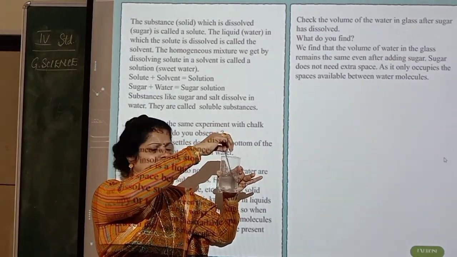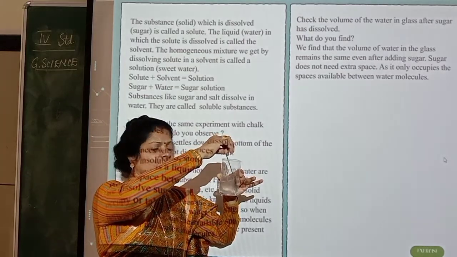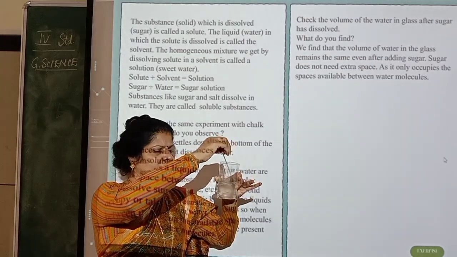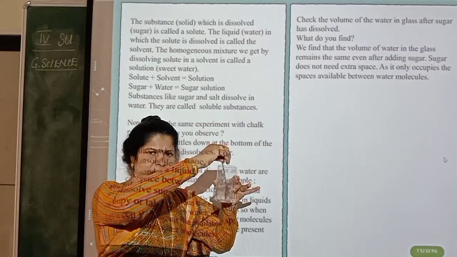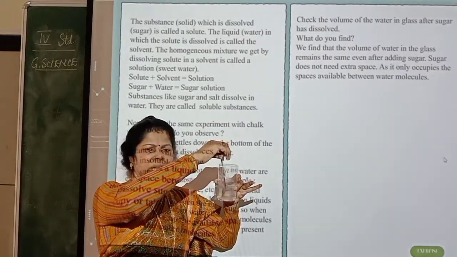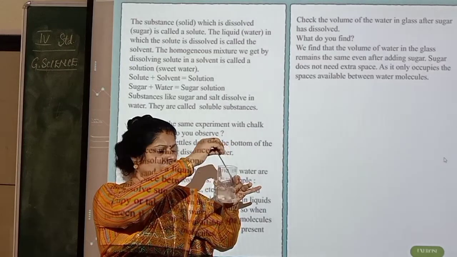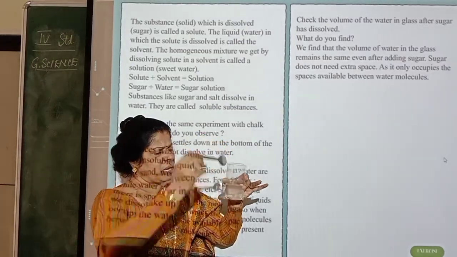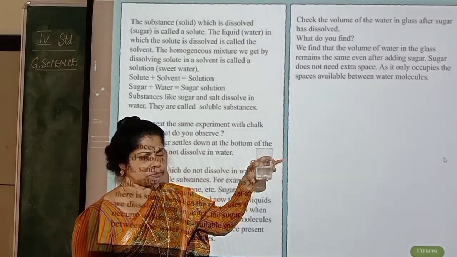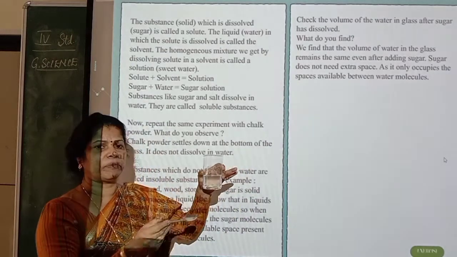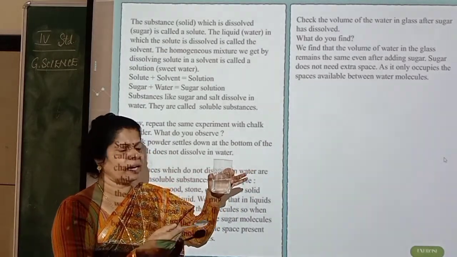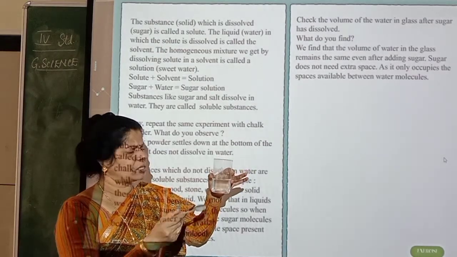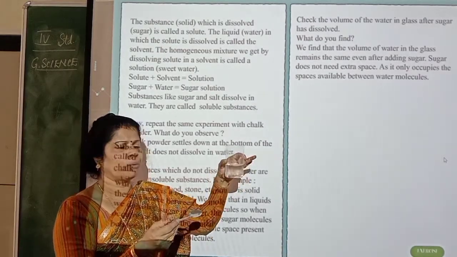So when it doesn't mix up with water, you call them insoluble substances. You can take mud, sand, pebbles, that is stones, anything. And if you go on observing it for a long time also, what happens? It will not get mixed up. It will be settling at the bottom. So you call this type of material an insoluble material. I have taken chalk here. You can see it is an insoluble material. It is not getting mixed with water.